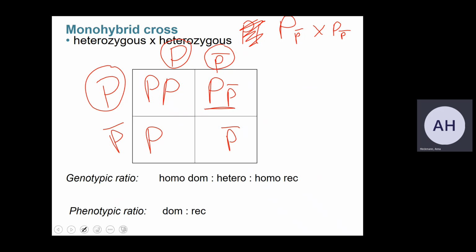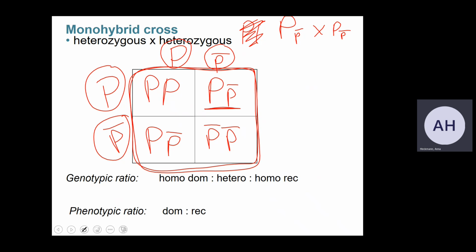So notice that the capital goes before the lowercase, just like if you're writing a sentence. Then I'm going to take this lowercase p across, lowercase p, there we go. And now these are all the possible genotypes of the offspring. And because we know their genotypes, we also know their phenotypes.